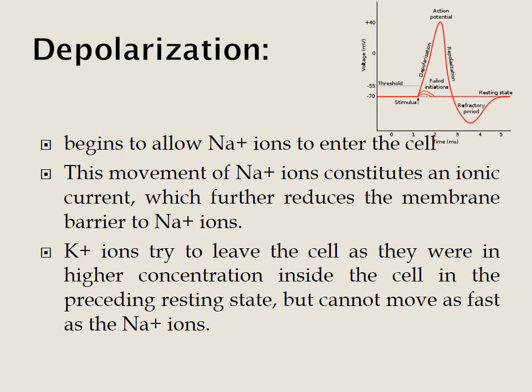In the depolarization process, generally the K plus ions try to leave the cell and the Na plus ions try to go inside the cell. They gain a higher concentration inside the cell compared with the preceding resting state, but K plus ions cannot move as fast as Na plus ions. The K plus ions try to leave the cell, the Na plus ions try to enter the cell. The process is called depolarization.